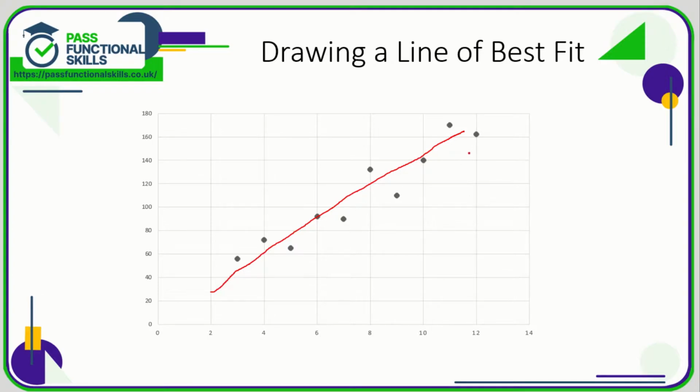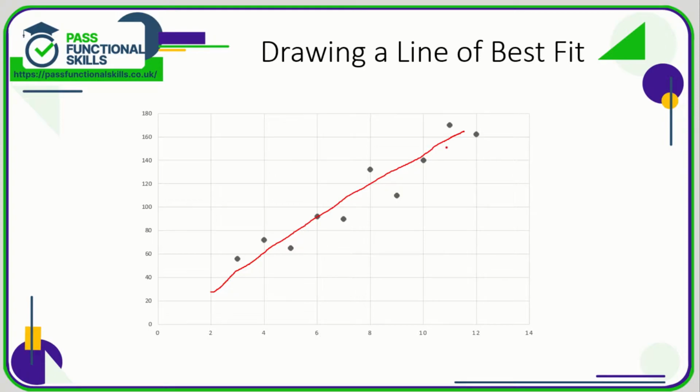Again, my line's not perfectly straight. Now, I wouldn't stress too much about it. This isn't the only solution. If I ask 10 students to draw a line of best fit, they might all come up with 10 slightly different lines, and they might all be perfectly correct as well. So it's a trend line, a line that cuts through as many of the dots as possible.